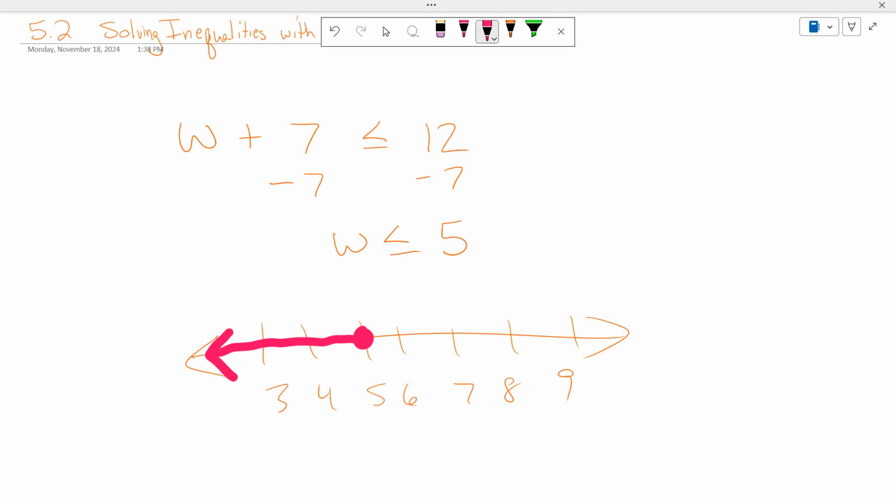Then what's W? It could be 5, it could be 4, it could be 3, it could be 2, it could be 1, or anything. That's why it's equal. Can I not ask him the question? No, because it's inequalities. We're not trying to solve for just one number. It's a series of numbers.